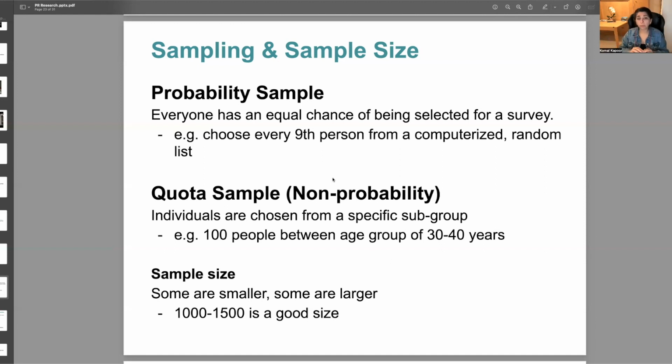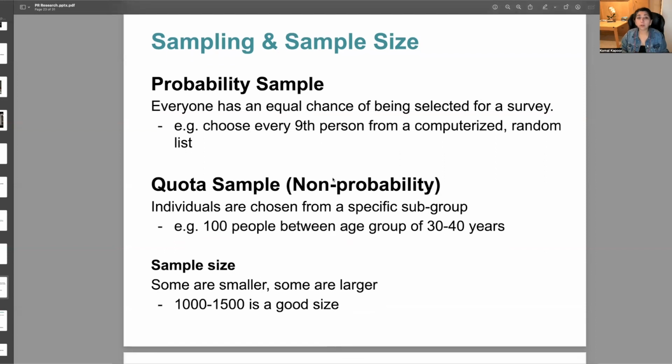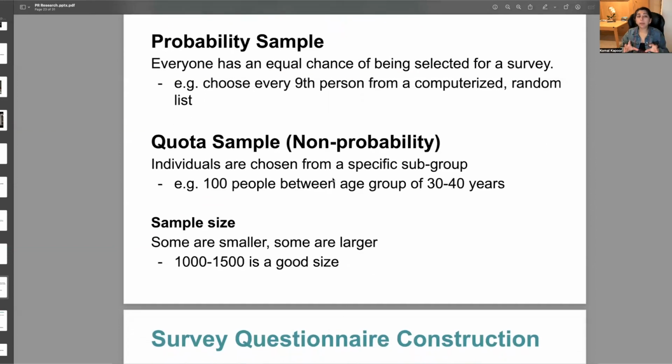A non-probability sample, also called a quota sample, is where individuals are chosen from a specific subgroup. So for example, my example for you here is I need 100 people who are between the age group of 30 and 40. That's it. It's still a pretty large sample, but it is a sample chosen from a subgroup. And that's what we call a quota sample.